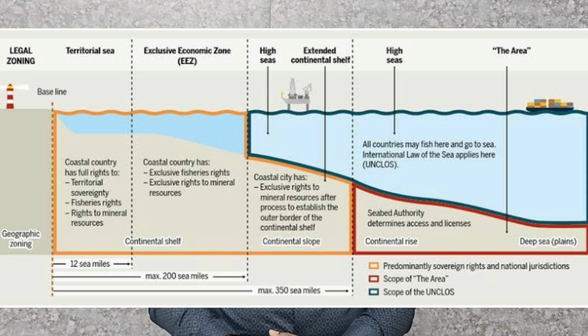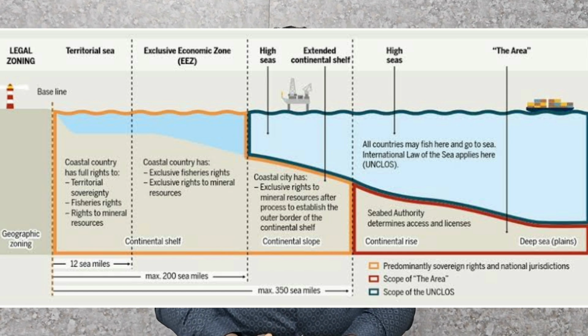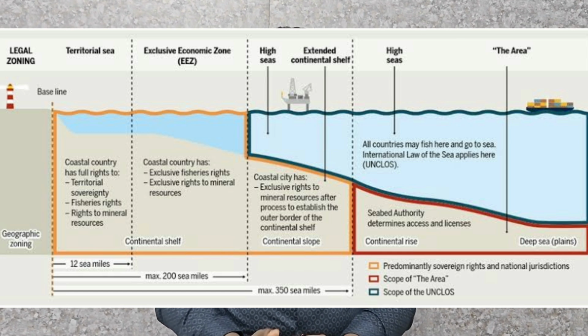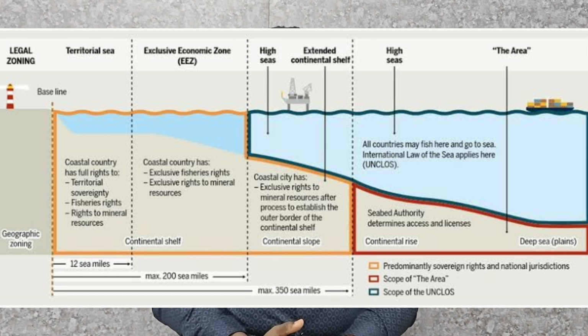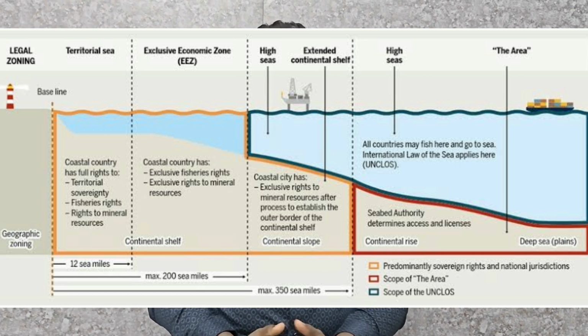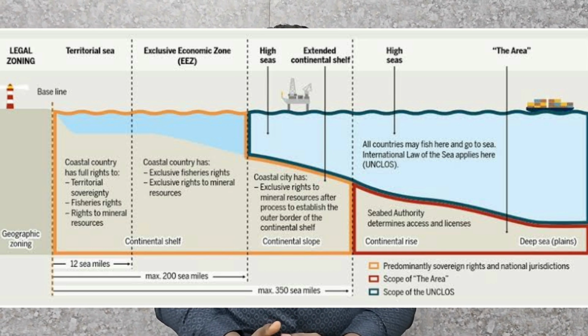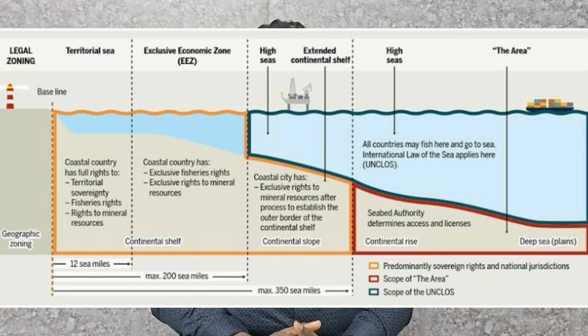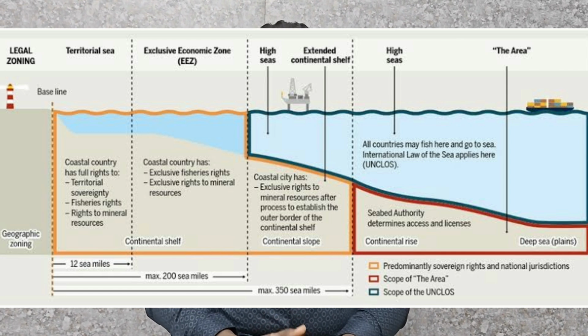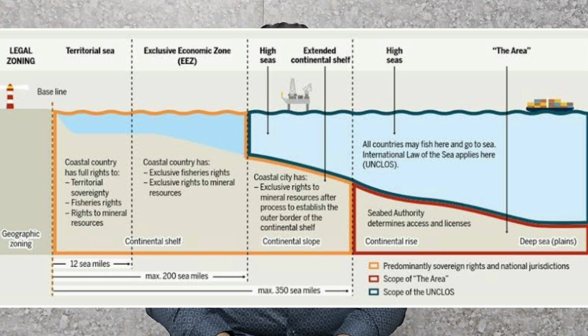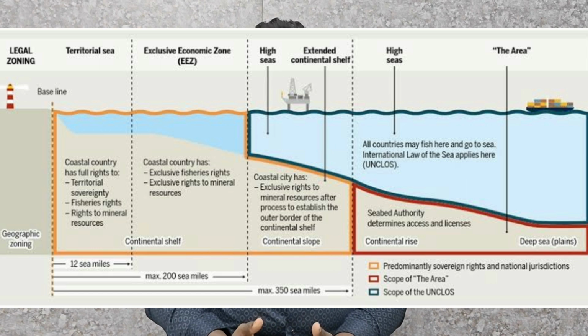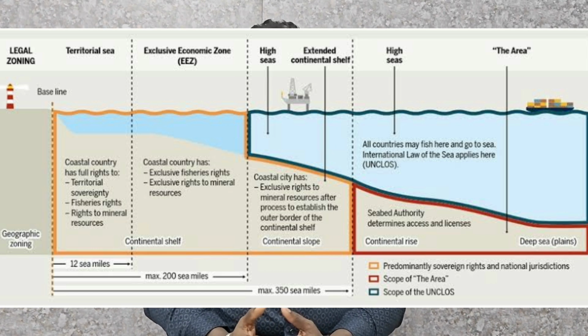In this contiguous waters, the coastal state can exercise its customs, immigration, and other sanitary rules. All these are applicable to the ships in this 24 nautical miles region. After this comes the exclusive economic zone, where the country is interested in exploring the natural resources, whether living or non-living, and they can explore the seabed as well for oil or for any sort of minerals and resources.